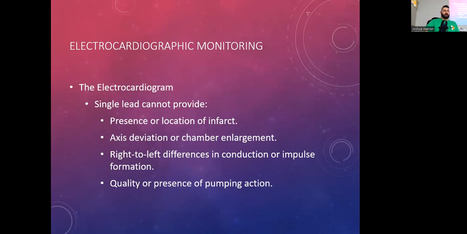ST elevation. I can tell ischemia by inverted T waves, depressed T waves. ST depression, there's another one. Axis deviation, I can tell that. Chamber enlargement, right to left differences in impulse or conduction delays. The quality and presence of pumping action.